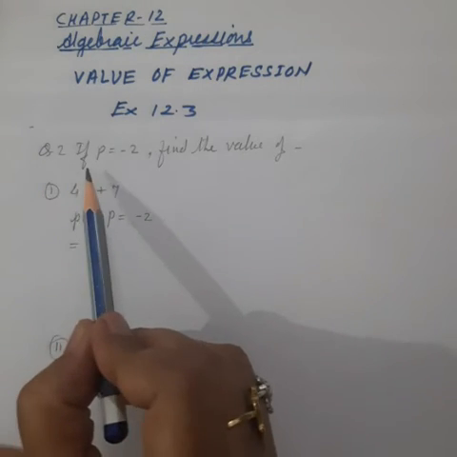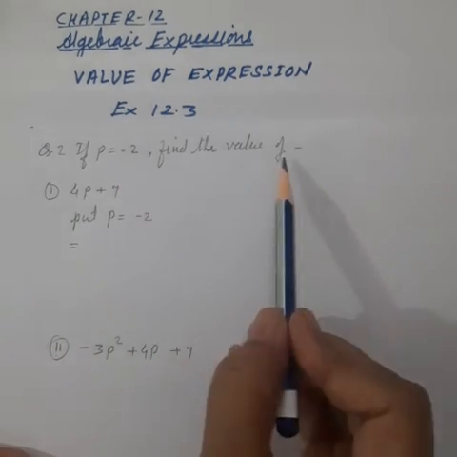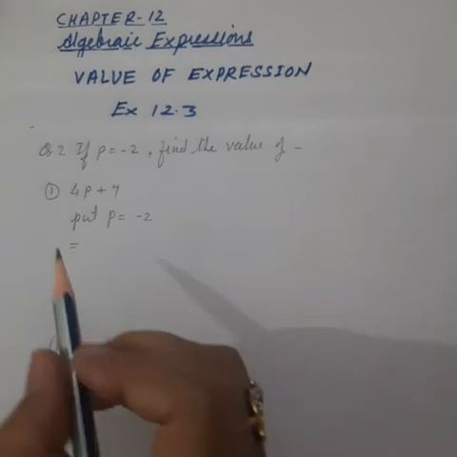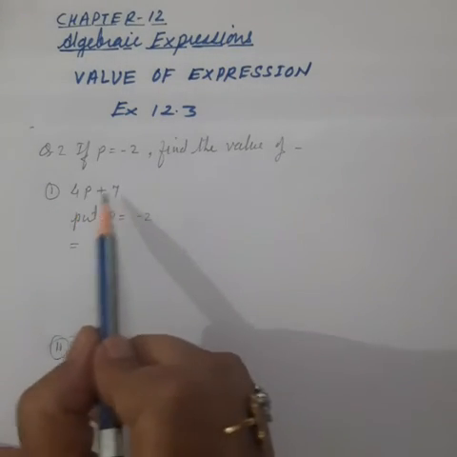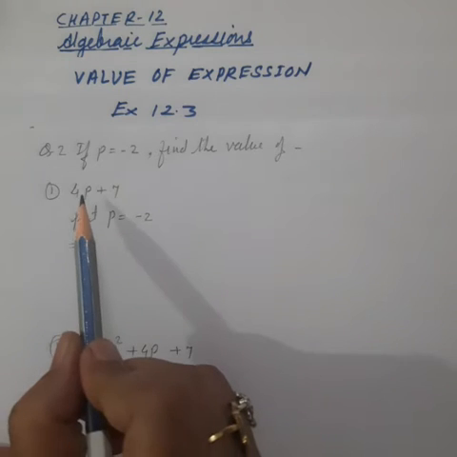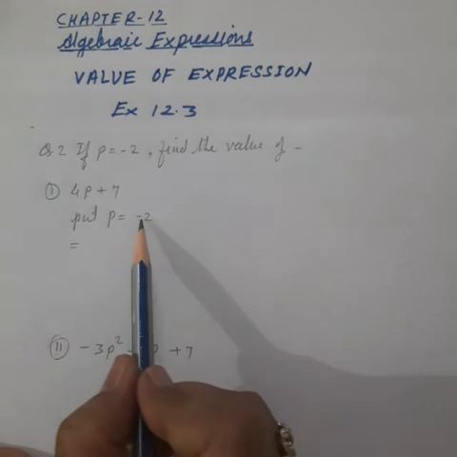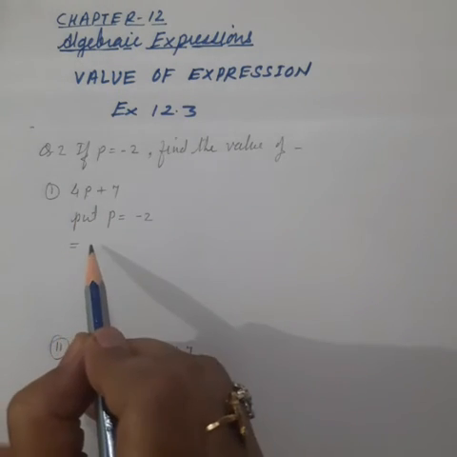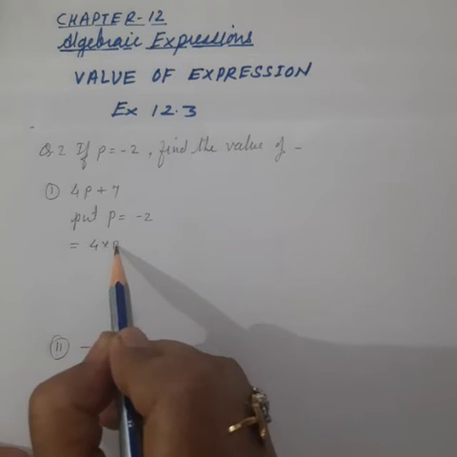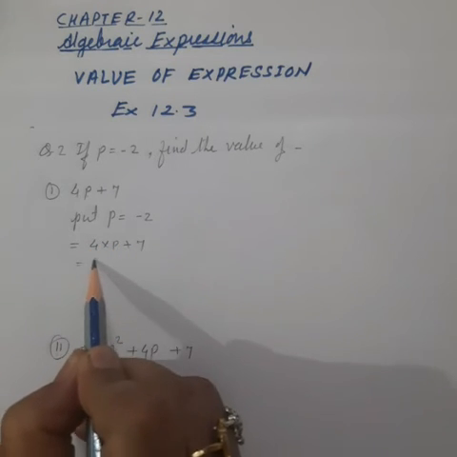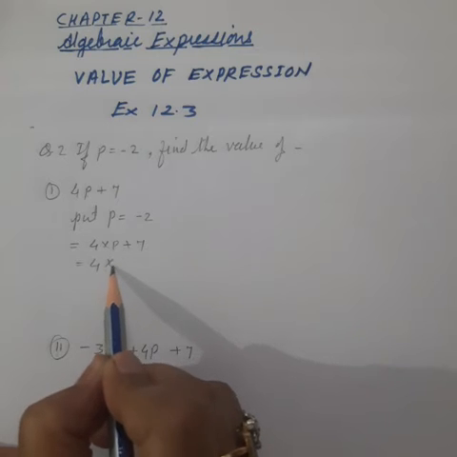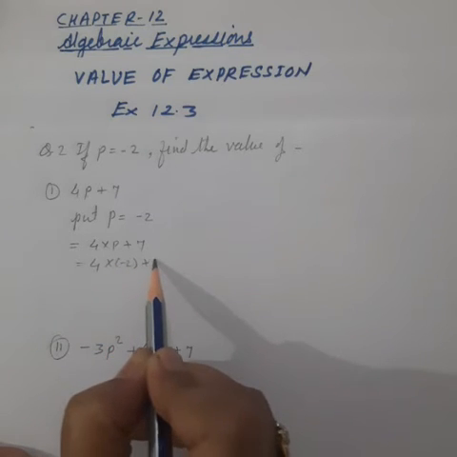Question 2. If p equal to minus 2, find the value of these expressions. First, to find the value of this expression, at the place of variable p, put minus 2. 4p means 4 into p, plus 7. 4, at the place of p, put minus 2, plus 7.